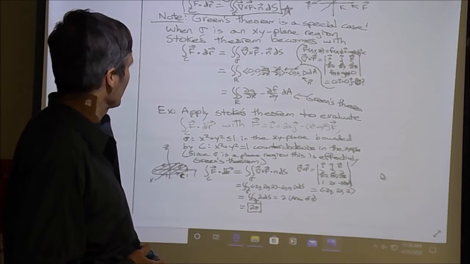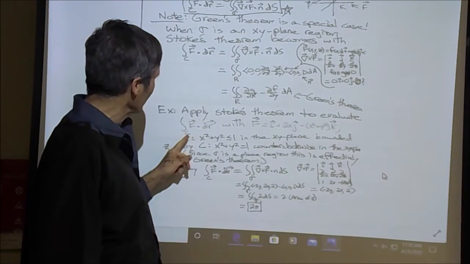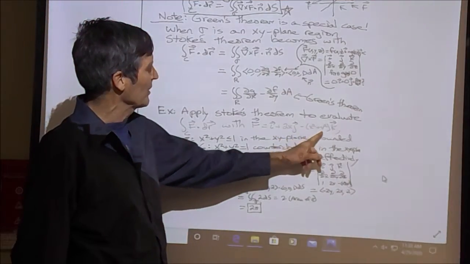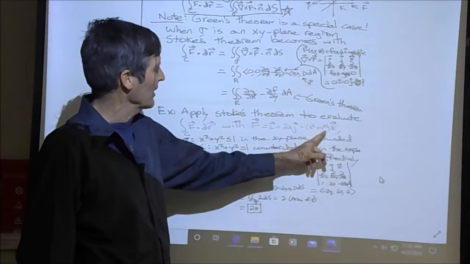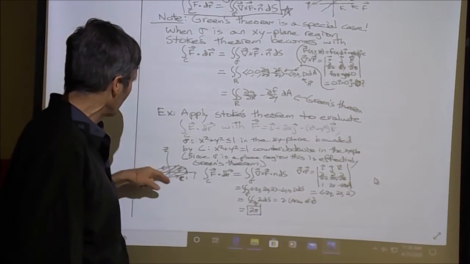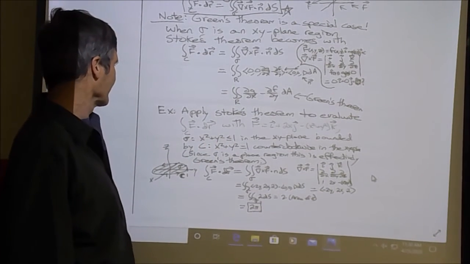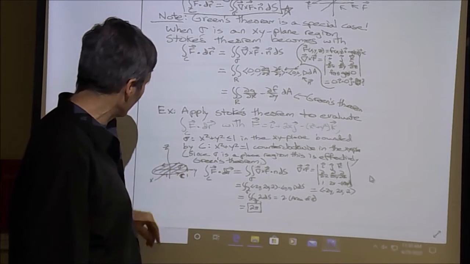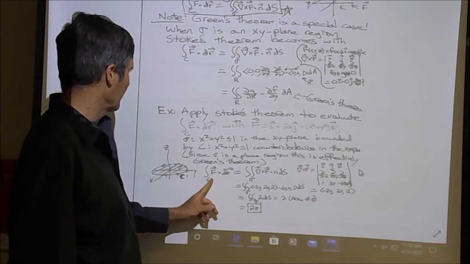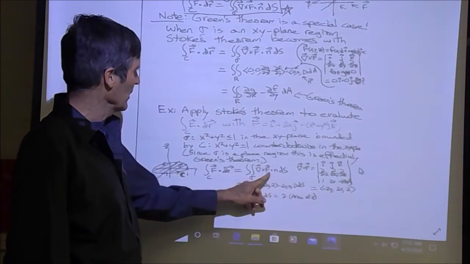Suppose we wanted to apply Stokes' theorem to evaluate the integral along the closed curve C. You can put a little circle on here if you want, with f equals 2x minus x squared i plus 2x j minus x squared plus y squared k. And suppose we're interested in calculating this line integral around the unit circle in the xy plane that bounds the unit disk x squared plus y squared less than or equal to 1. If we orient our normals upwards, let's apply Stokes Theorem. Integral f dot dr is equal to the double integral over the surface, the disk here, curl f dot n ds.